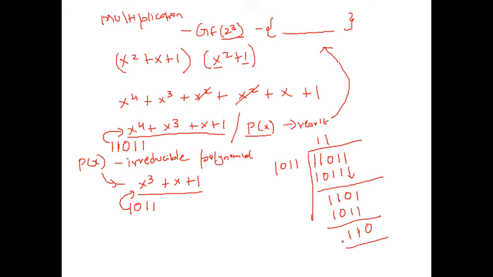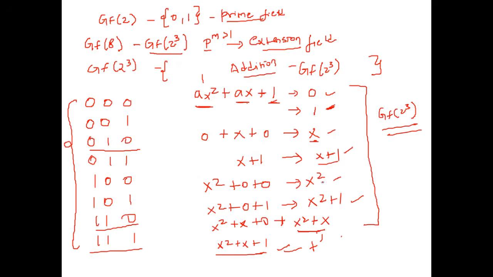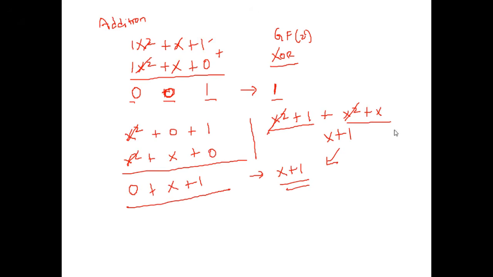So this is actually the result. What is the result? You have 110. And what does this correspond to? This corresponds to something like x^2 + x + 0, so this is a 0. So we'll have x^2 + x. So the result of dividing x^4 + x^3 + x + 1 by x^3 + x + 1 is nothing but x^2 + x. And this x^2 + x is actually present in our set GF(2^3).